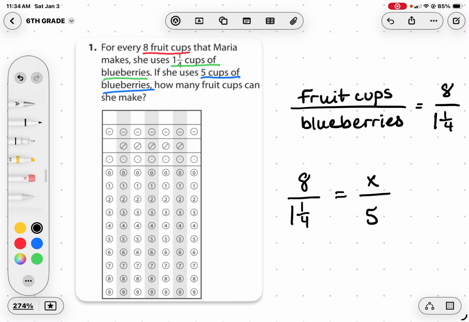And then from there, all we need to do is what I like to call cross multiply and divide.